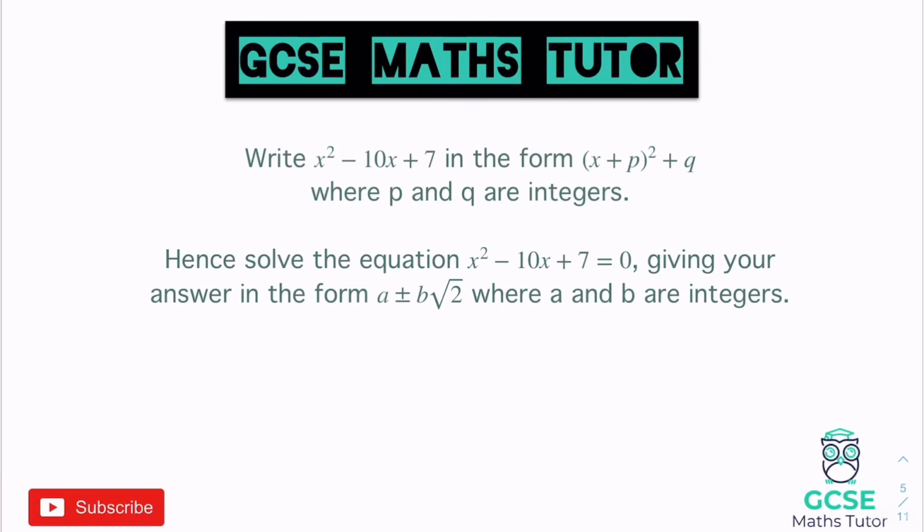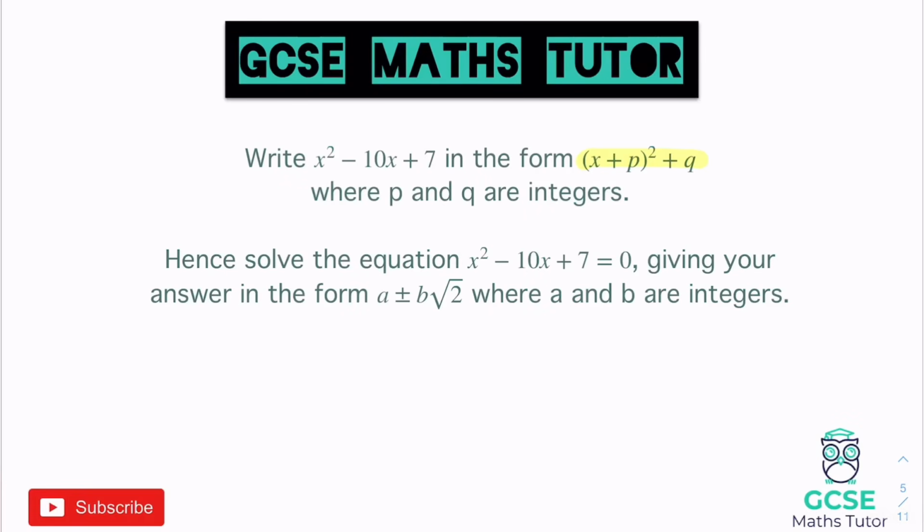So it says write x squared minus 10x plus 7 in the form x plus p squared plus q, where p and q are integers. Okay, so obviously just recognising that that's in completed square form. Now for the purpose of this first one, I've not picked one where there's a coefficient of x squared greater than 1, but we are going to have a look at that one next, but we'll have a look at the process on this one to start with.